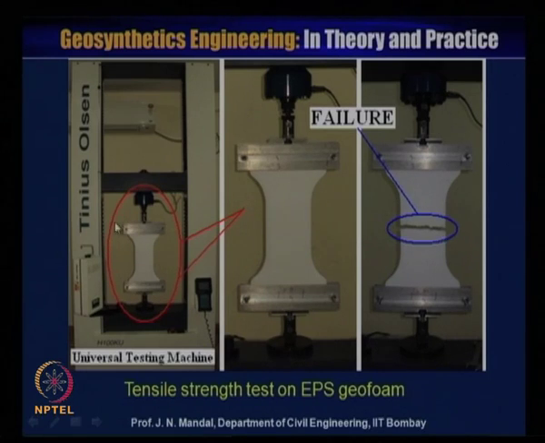So, here it is, a clamping. You can see clamping is very easy with this kind of specimen. You can see this extension form. Here is the sample of geofoam, white in color, before the test and after the test. You can see this is a very typical failure of the geofoam in a tensile test.